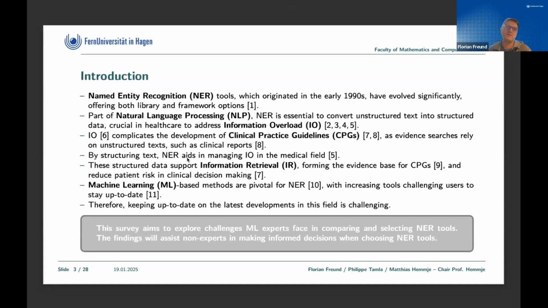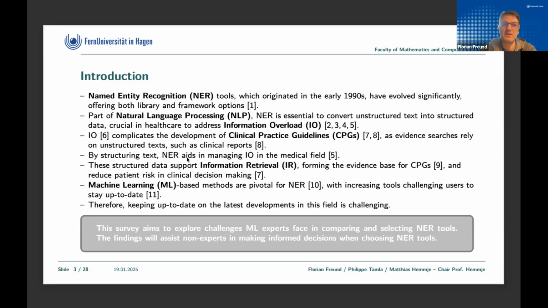So first, some introduction. Named entity recognition tools originated in the early 1990s and have evolved significantly since then. They offer both library and framework options. NER is a part of natural language processing and is essential to convert unstructured text into structured data. This is, for instance, crucial in healthcare to address information overload.